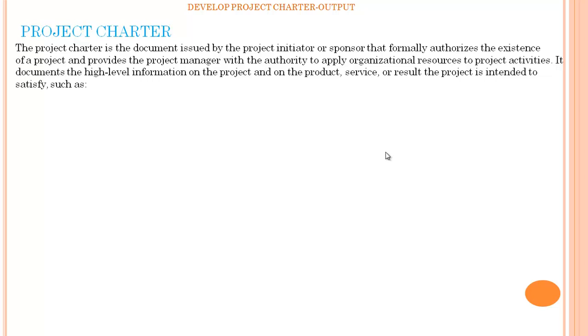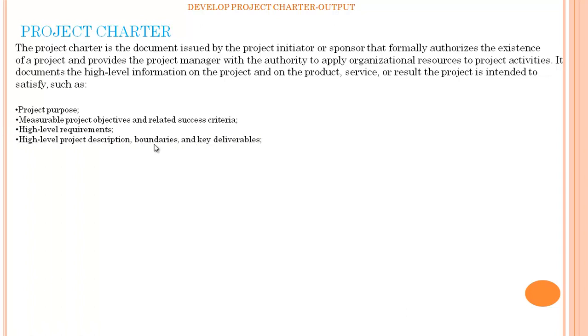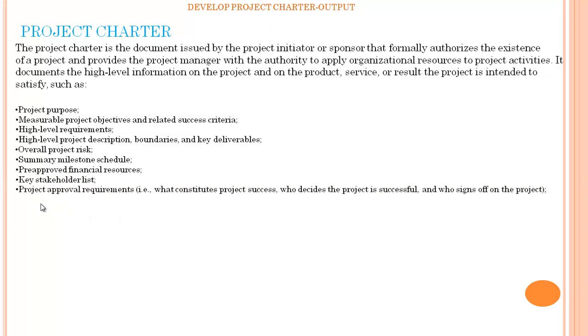It documents the high-level information on the project and on the product, service, or result the project is intended to satisfy, such as project purpose, measurable project objectives and related success criteria, high-level requirements, high-level project description, boundaries and key deliverables, overall project risk, summary milestone schedule, approved financial resources, key stakeholder list, and project approval requirements, for example, what constitutes project success, who decides the project is successful, and who signs off the project.